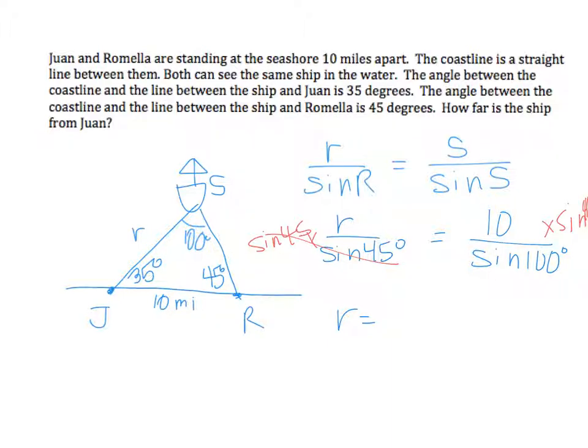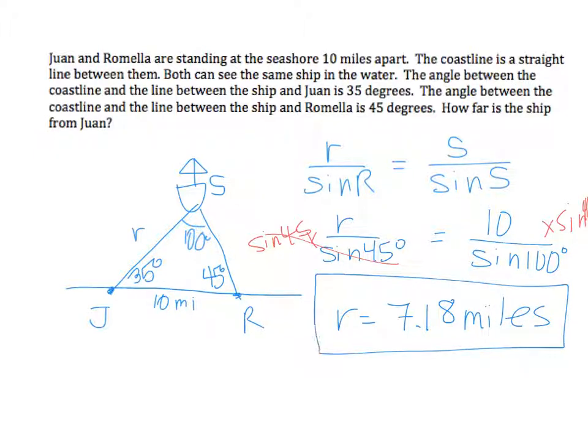So we get R equals 7.18 miles. It doesn't tell us how to round it, so it doesn't really matter. If you called it 7, I probably wouldn't round it to a whole number. I'd probably call it 7.18 or 7.2. But it doesn't tell us, so it could be.